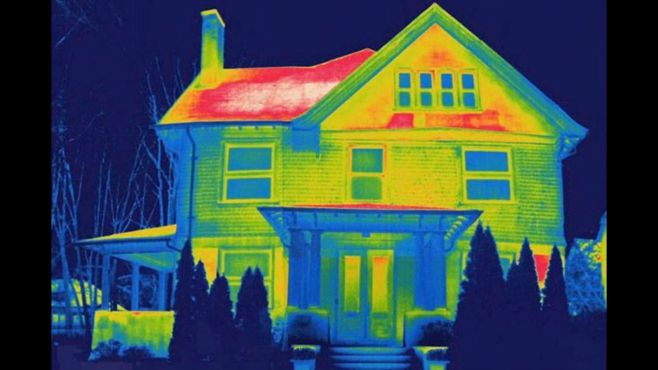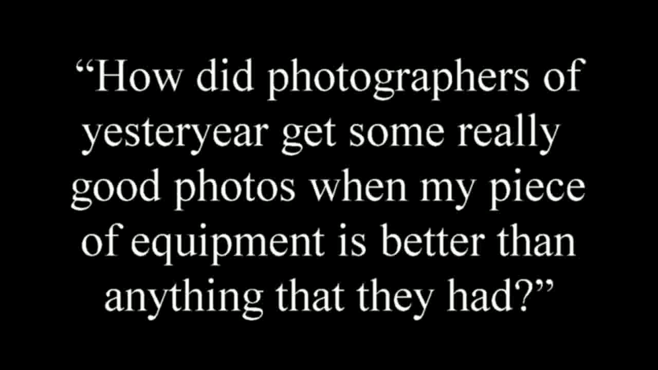And another really neat thing about the CCDs is that we can make them far more sensitive than the human eye. And this takes us to the point that was mentioned earlier about pixels. Your cell phone camera is a much better piece of equipment than photographers have had for the last few hundred years. Perhaps you are asking yourself, how did photographers of yesteryear get some really good photos when my piece of equipment is better than anything that they had? The answer to your question is simple.